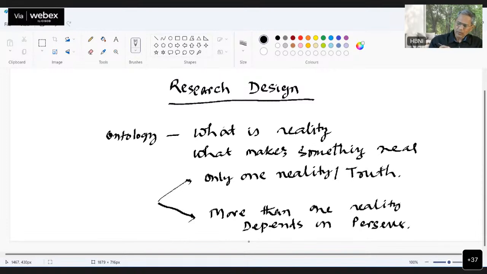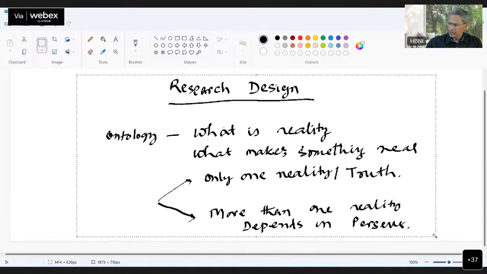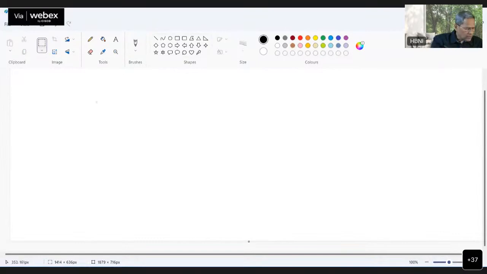So similarly, we also have a philosophical terminology that is called, wait a minute, epistemology.